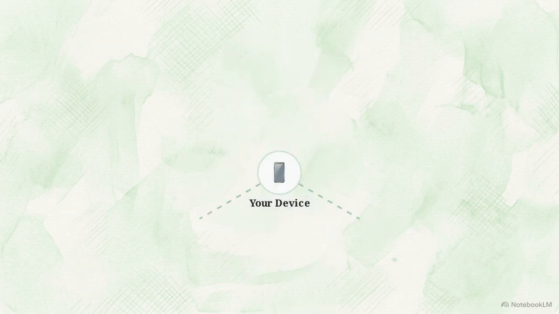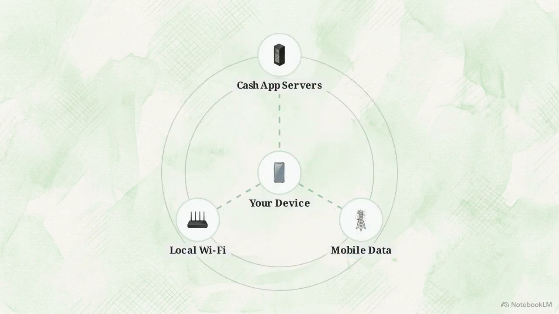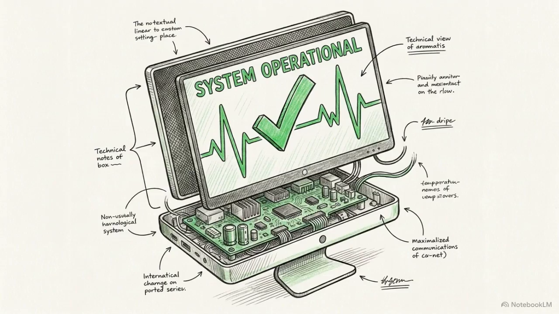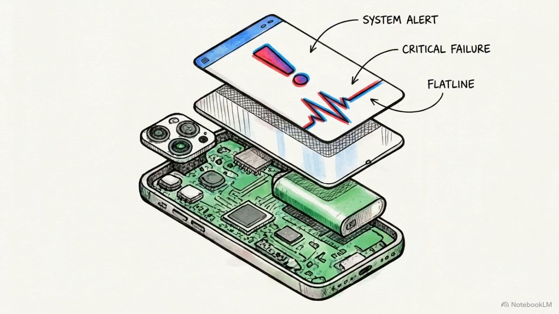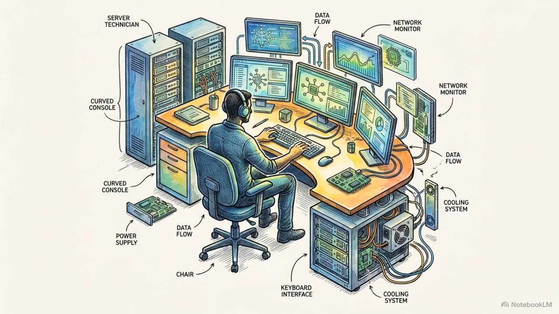Step 1 in our escalation path is isolating variables that exist outside of your phone. Start by checking an independent server status monitor online. If the core financial servers are experiencing an outage, no local fix will work. You must wait for the system administrators to restore service.